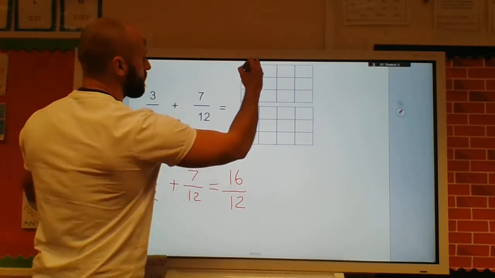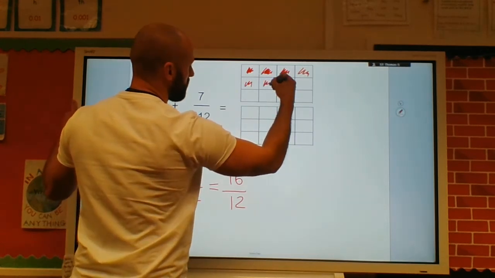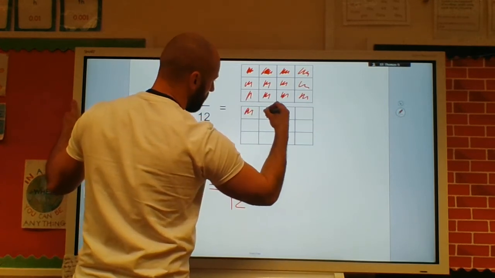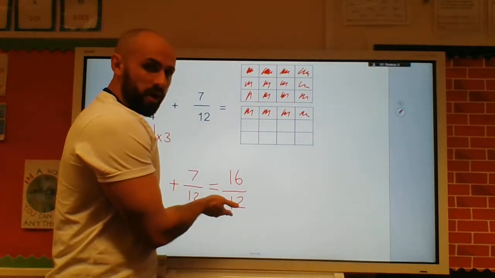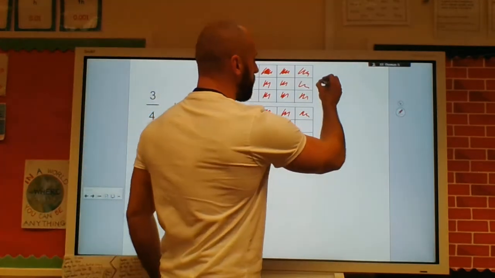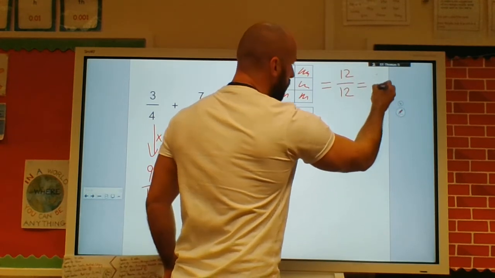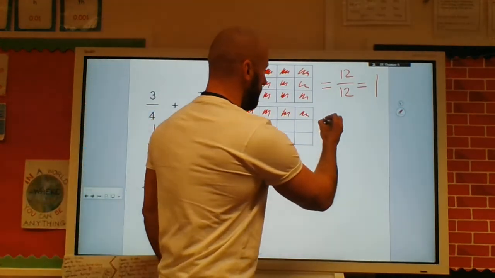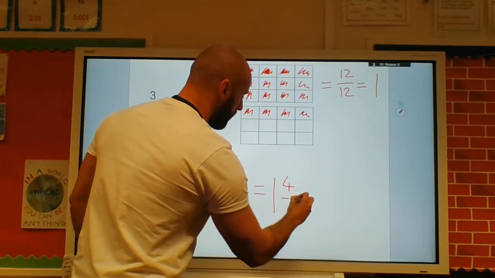So let's have a look at what that looks like on the bar model here. So 1, 2, 3, 4, 6, 7, 8, 9, 10, 11, 12, 13, 14, 15, 16. So remember, the denominator 12 tells us how many parts there are to the whole. Well, because I've coloured in 12 parts, 12 and 12, that's given me 1 whole. And I've coloured in another 4 parts. So our answer is 1 whole and 4/12.